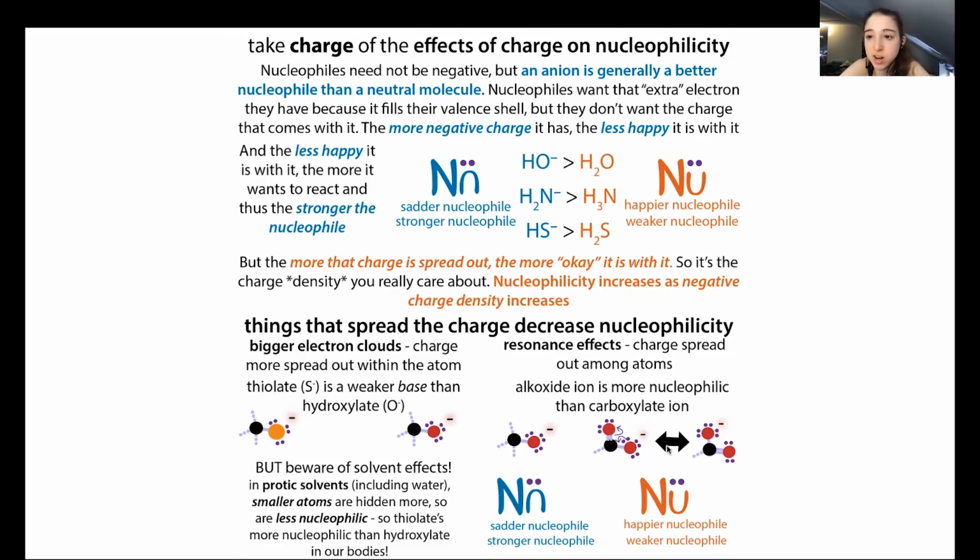So we can draw these resonance structures, but really it's just being shared among these. And that makes it so happy. So it's not going to be reactive, because remember, you react if you're unhappy because you want to get happy. But if you're already happy, you don't need to react. But if you have a single oxygen trying to handle a negative charge by itself, now it's not happy. So this is going to be much more reactive.